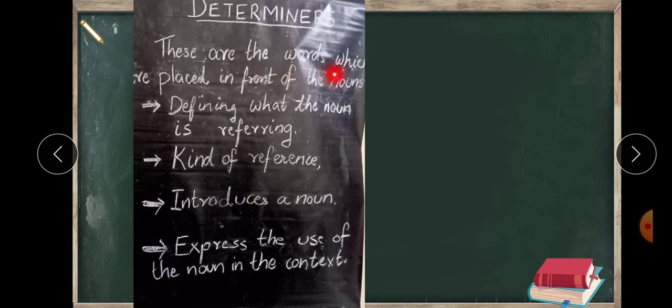Next, these are the words which are placed in front of the nouns. So determiners are what? The words which are placed in front of the nouns, like adjectives, defining what the noun is referring to. So in the sentence, what the noun is trying to refer to, we can understand with the help of determiners.